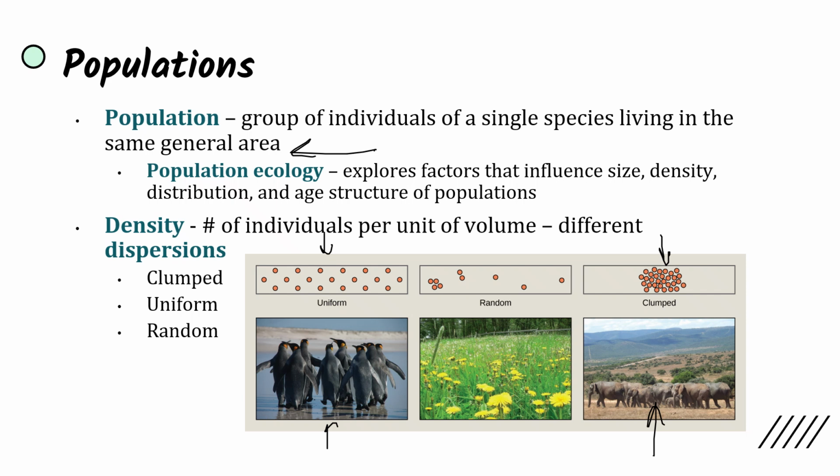We also see random dispersion, which is where individuals are in no specific spot in particular. They just randomly spread out, and this generally means that they're just following the resources. If a certain plant that a population happens to eat happens to be in these random locations, that's where the individuals of that population are going to be.